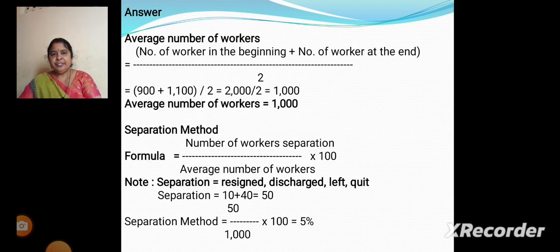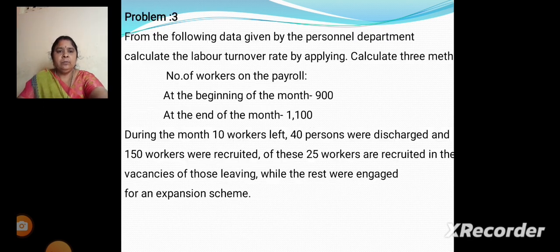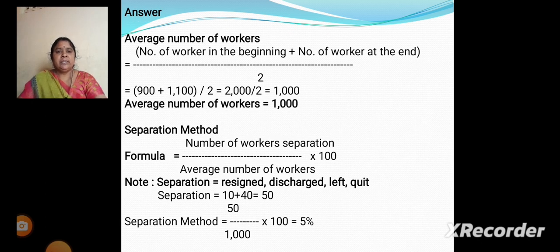First we find out the average number of workers. Write the formula: number of workers in the beginning plus number of workers at the end divided by 2. Go to the problem, number of workers at the beginning 900 is given in the problem, and end 1100 is also given. We have to add 900 plus 1100 divided by 2, equal to 2000 by 2, equal to 1000. 1000 is called the average number of workers.